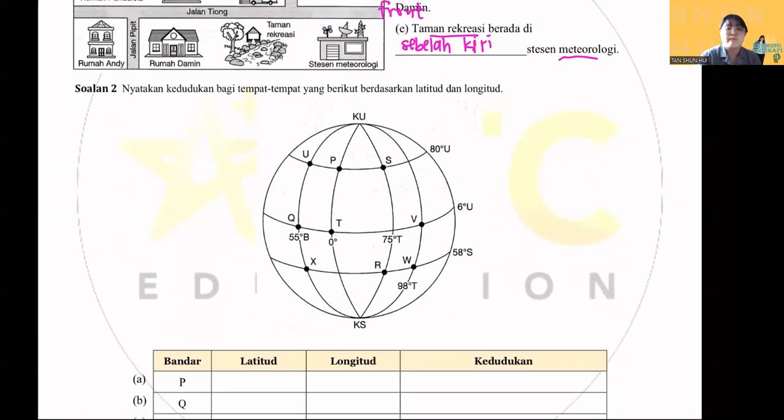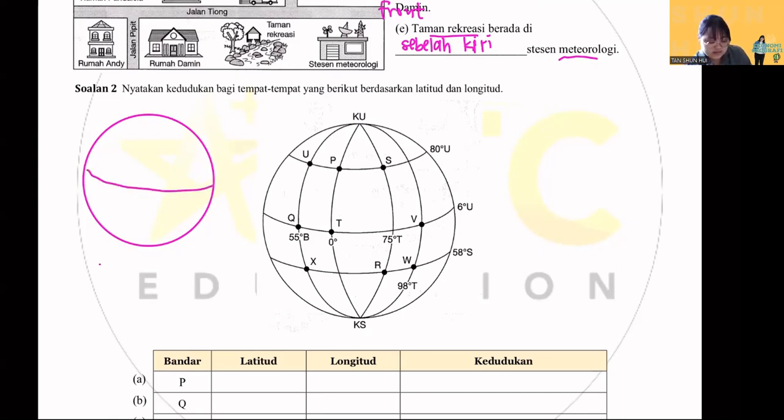Now, this one, we call it kedudukan, okay? Now, you actually learn the earth, we split them with some lines, okay? Easy for you to know or to tell somebody where your locations are. So, we have the horizontal line.